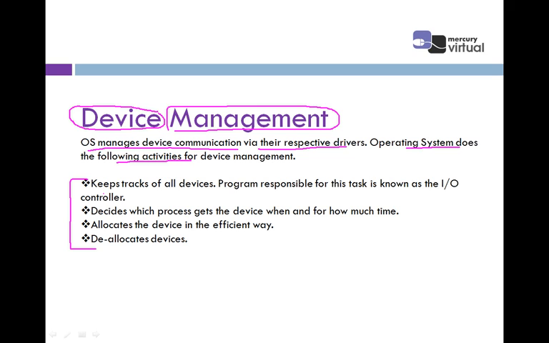The first point says it keeps track of all the devices. Device management keeps track of all the devices, that is input devices and output devices: when it is used, how it is used, for which duration, at what time, and to whom it is allotted. The program responsible for this task is known as the input-output controller. As I told you, in processor management there is a traffic controller. In the same way here there is an input-output controller. IO stands for input-output. The second point says it decides which process gets the device, when and for how much time.